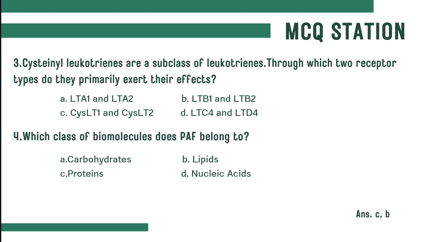Cysteinyl leukotrienes are a subclass of leukotrienes. Through which two receptor types do they primarily exert their effects? The answer is C. cys-LT1 and cys-LT2, as we just saw. Which class of biomolecules does platelet activating factor belong to? The answer is B, that is lipids.